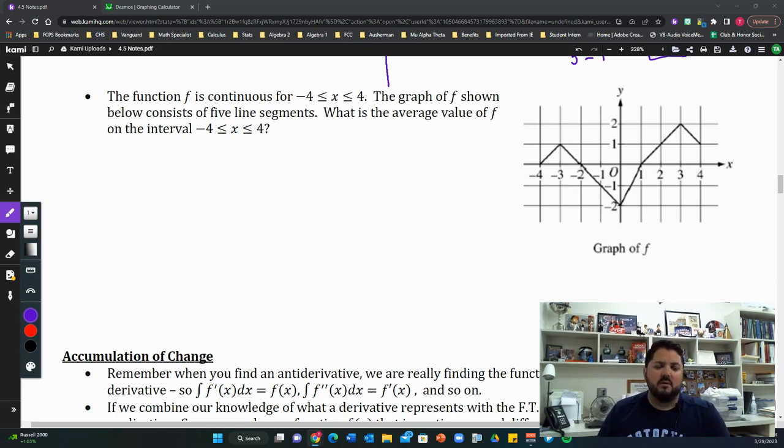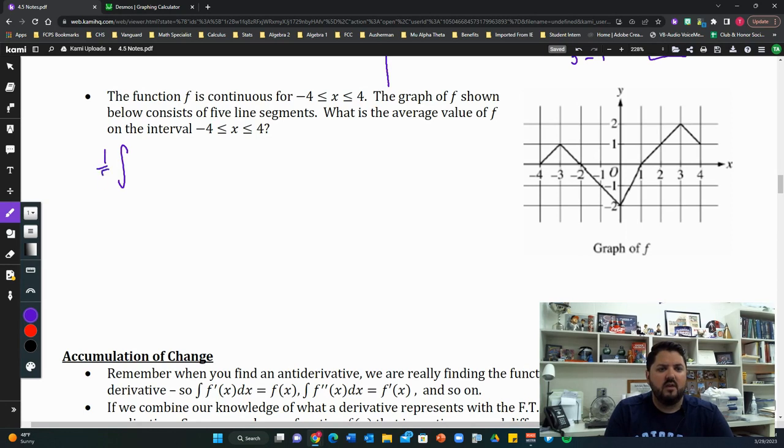Now, because these are line segments, for each one of these line segments, the average value would actually be right in the middle of it. But again, if these were curves, it still practices that same idea of slow moving versus quickly moving through a given interval. For this one, if I set this up, I want the average value over the interval negative 4 to 4, so that's a total of 8 units wide, so 1/8 out in front, from negative 4 to 4 of our function f of x.